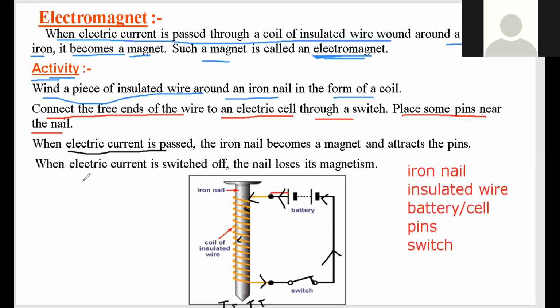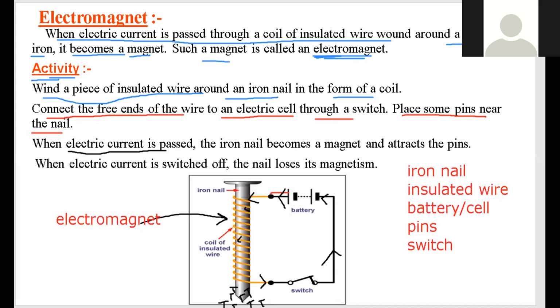So when the current flows, this coil, the coil through which the current is flowing, will start behaving like an electromagnet. And because it is behaving like a magnet, it is surely going to attract any iron material near it. So the iron pins which are placed near the nail will be attracted towards the nail, and they will cling to the nail, or they will be attached to the nail like this.